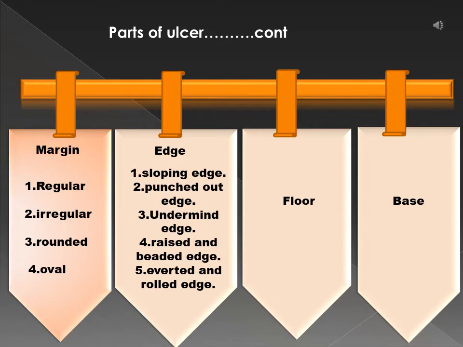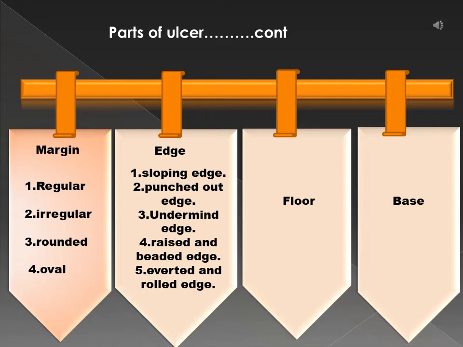Now we'll start with parts of ulcer. There are 4 major parts of ulcer: margin, edge, floor and base. Margin is the junction between normal epithelium and ulcer. It is divided into 4 types: irregular, regular, rounded and oval. Edge is the area between margin and floor of ulcer. It is divided into 5 types: sloping edge, punched out edge, undermined edge, raised and beaded edge, and everted and rolled edge.